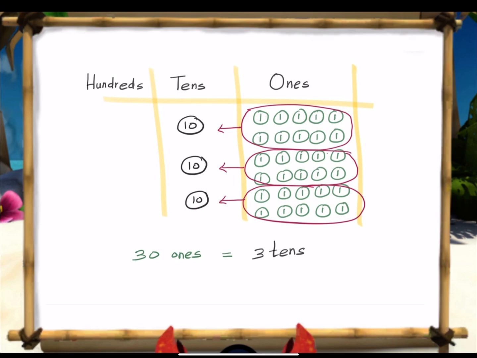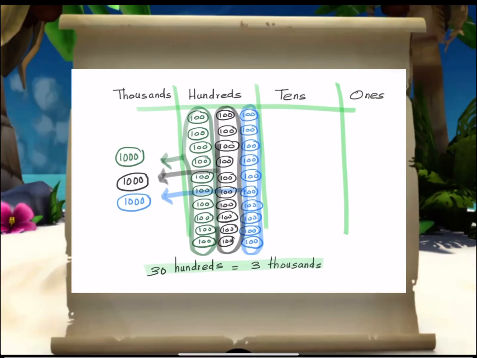So this is about bundling and regrouping of the units. Usually we bundle 10 units. You can see the pink oval over here. This is how we bundle 10 units and move to the next column. So now I'm going to show about how 300 is equal to 3000.